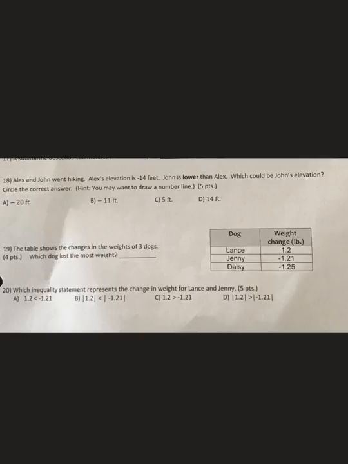Okay, for number 18, it says Alex and John went hiking. Alex's elevation is negative 14. John is lower than Alex. Which could be John's elevation? Circle the correct answer. So it says you may want to draw a number line. So for this, if you're talking about elevation, if somebody's negative 14 feet, somebody that's going to be lower than them is going to have a more negative number. For this one, the correct answer would be A, negative 20 feet. Because the rest of these numbers are all numbers that are actually larger than negative 14, so they would have a higher elevation than Alex.